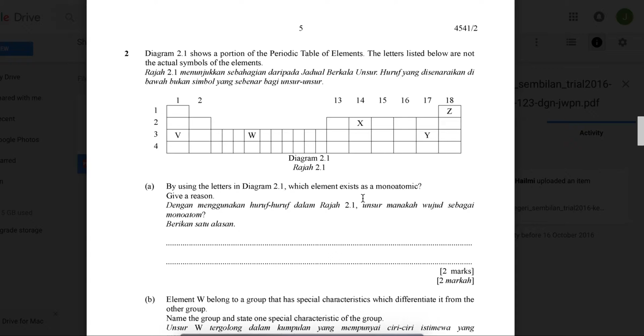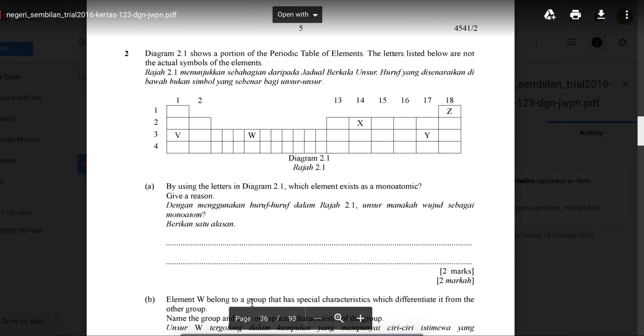Now guys, this is a 2-mark question, okay? So 1 mark is going to be the letter, 1 mark is going to be the reason. So the letter is going to be Z, the reason is going to be, let's think of one reason, okay? Monoatomic because it is chemically unreactive and chemically inert. So that's the reason, guys.